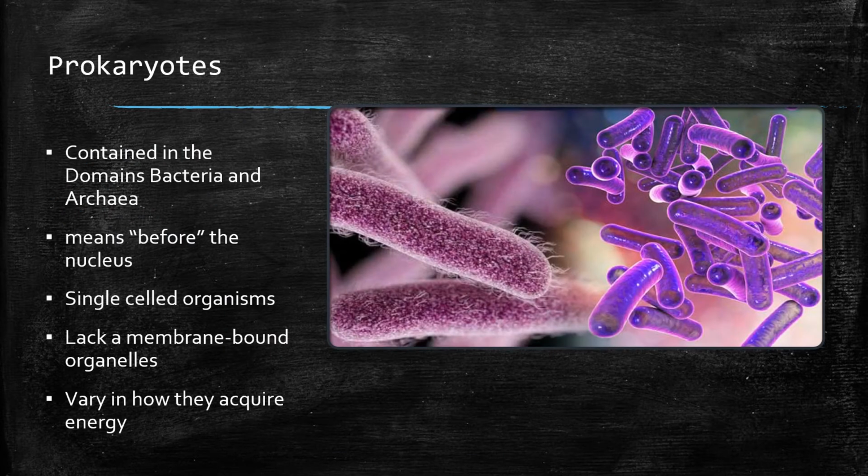Okay, so let's jump into our prokaryotic cells, also what we call the prokaryotes. As I mentioned, they're contained in the domains Bacteria and Archaea. And prokaryote, that word actually means before the nucleus. So if people are thinking on the macroevolution scale, they think that prokaryotes came first, before the cells that have a nucleus. They are single-celled organisms, and they lack any membrane-bound organelles.